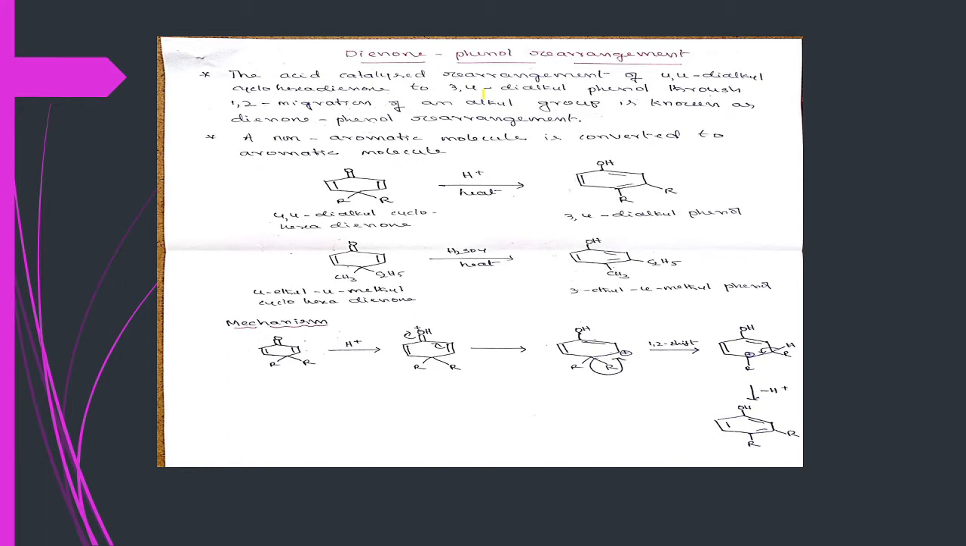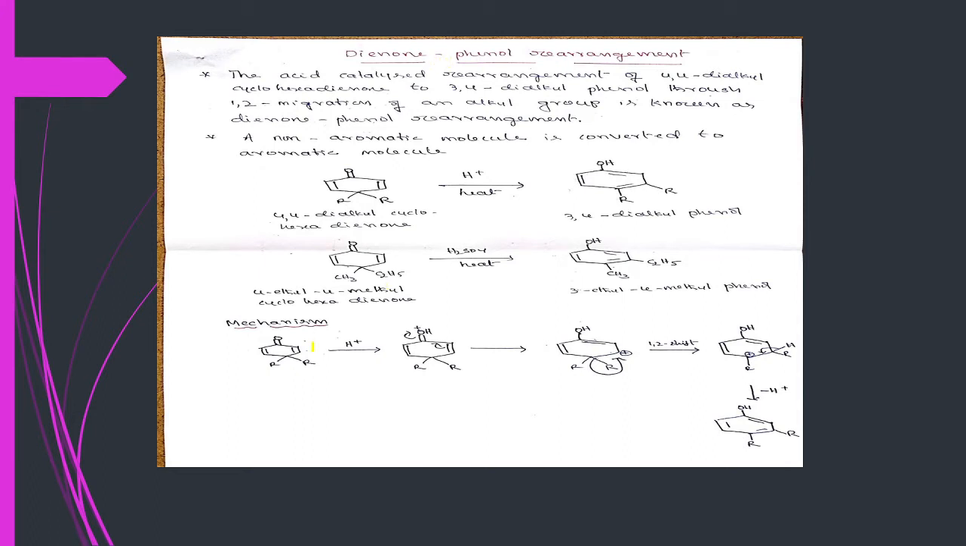This is a rearrangement which involves the conversion of a non-aromatic molecule to an aromatic molecule in the presence of an acid. Here, in the presence of sulfuric acid and heat, the dienone will be converted to a phenol. That is why it is called dienone-phenol rearrangement.